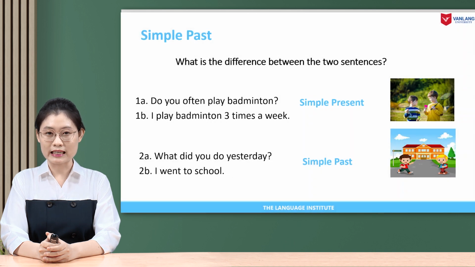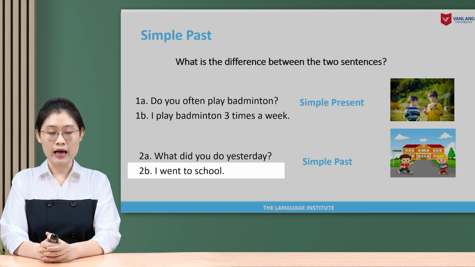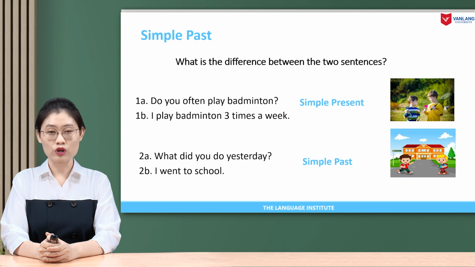How about the sentences 2A and 2B? Sentence 2A asks about the action happening in the past. And sentence 2B expresses an action also happening at a specific time in the past. So we call sentences 2A and 2B simple past. So that's the difference.